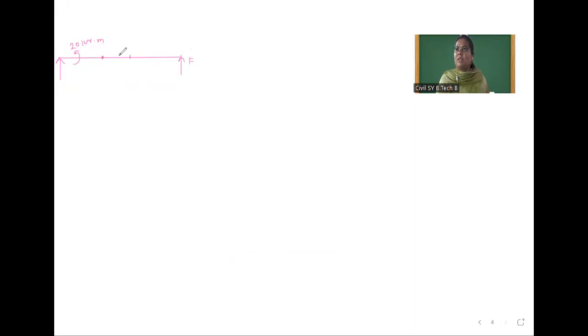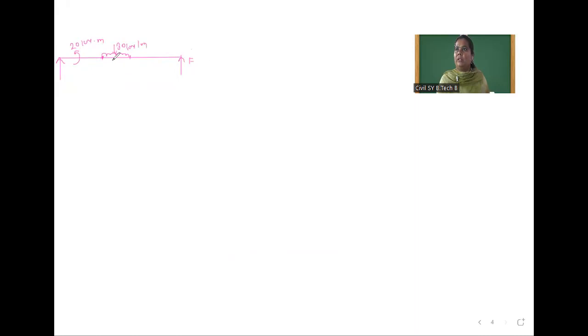So here, C to D, UDL is applied. Intensity is 30 kilonewton per meter. This is 3 meter. This is 1, this is 2. After that, here one point load is applied. Intensity of point load is 50 kilonewton. Here 2 meter and here 1 meter. Okay. Now we will calculate bending moment values.